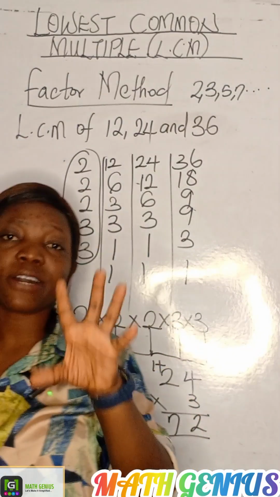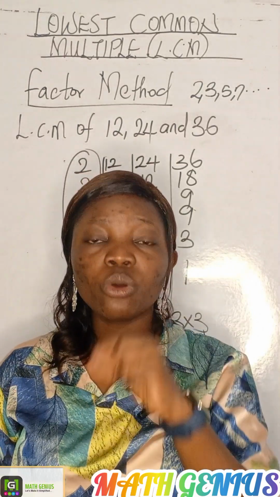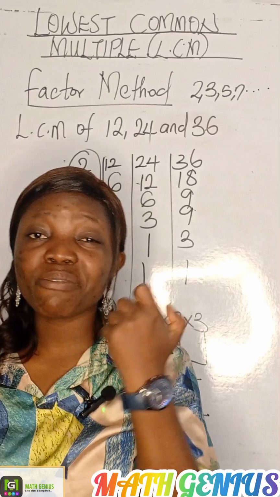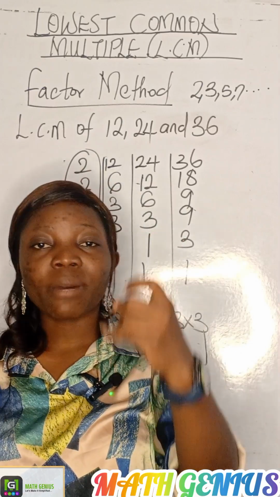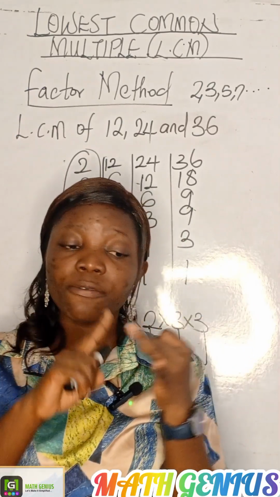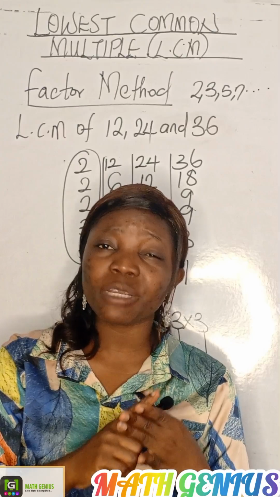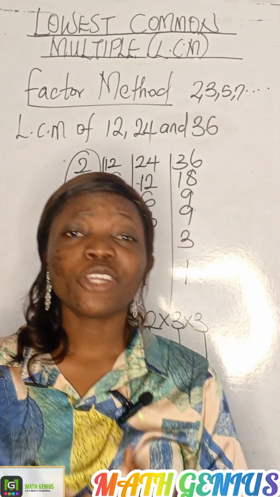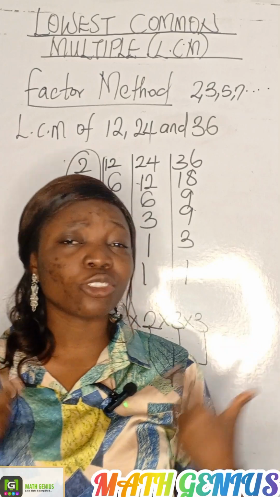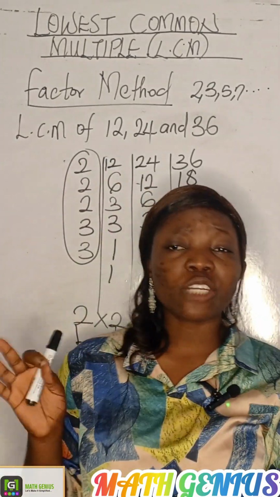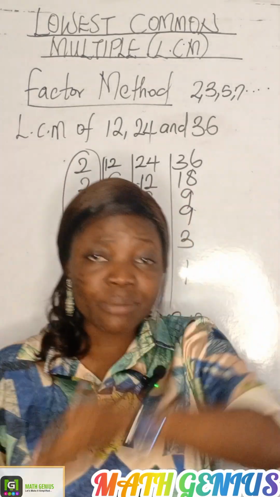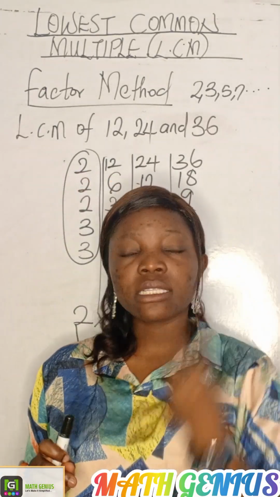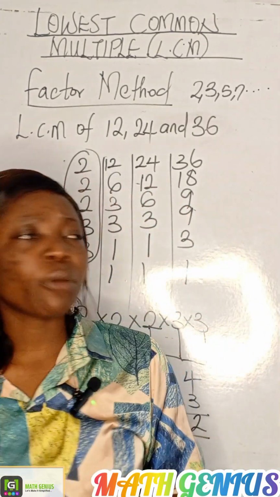Remember, when you are using the factor method, all you need to do is to divide the given set of numbers using prime numbers. The prime numbers begin from 2, we have 3, we have 5, we have 7, we have 11, we have 13, we have 17, we have 19. Prime numbers are just those numbers that no other numbers can divide except 1 and themselves. So we only have 2 factors for prime numbers, 1 and itself. So only prime numbers are used to divide.